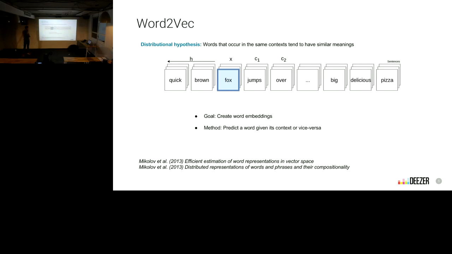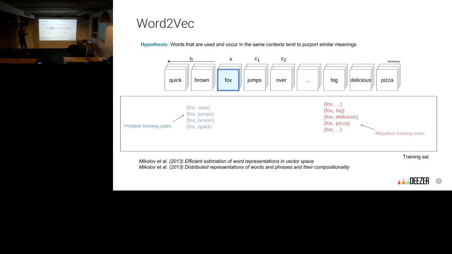And so the method to create these word embeddings with this hypothesis is to predict a word given its context, or vice versa, depending on the method that you use. In order to do that, we are going to create a training set, then use a model and a loss function, and optimize this loss function via stochastic gradient descent. First, we're going to create the training set in an unsupervised manner. We are going to go over each word of each sentence of the data set.